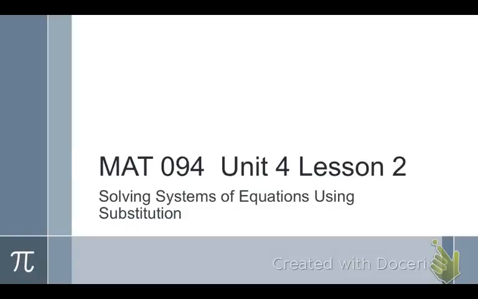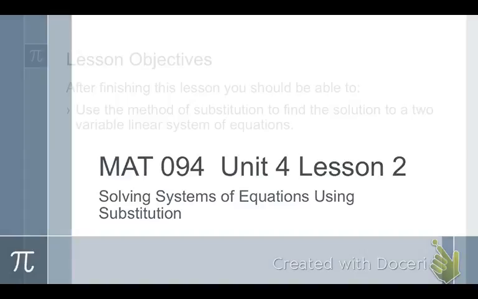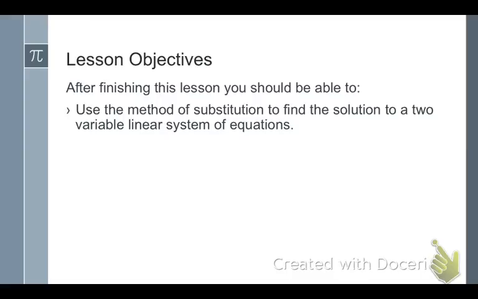Hello and welcome to Intermediate Algebra, Unit 4, Lesson 2, Solving Systems of Equations Using the Method of Substitution. Our lesson objective is exactly that. We're going to learn how to use the method of substitution to find the solution to a two-variable linear system of equations. And by the word substitution, we just mean replacing one variable with something that it's equal to.